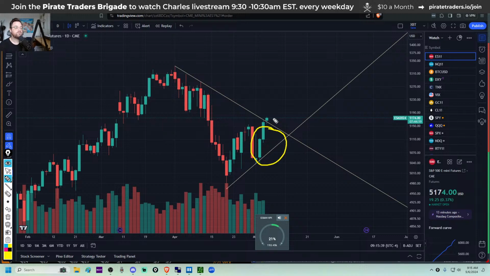If we can keep the momentum going, I'm happy to join the party. I'm happy to be a bull. I'm happy to assume we could head all the way back up to the all-time highs. But before I can feel confident about that, I want to see us close above this trend line on the daily time frame to give me that certainty, that confidence.